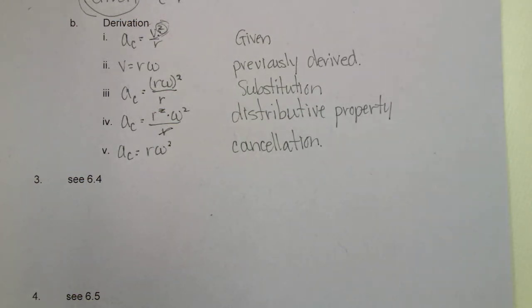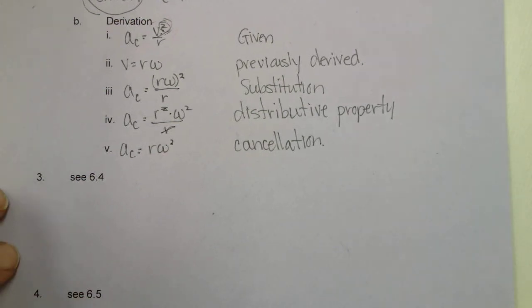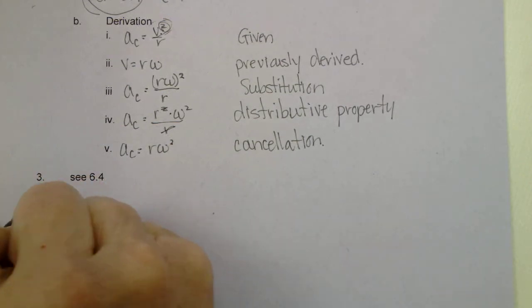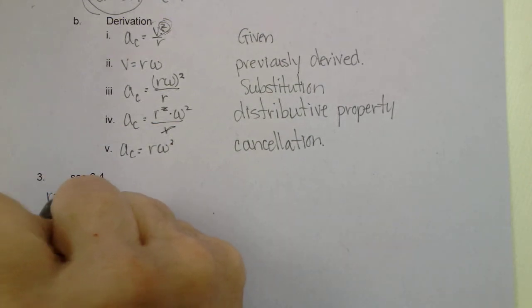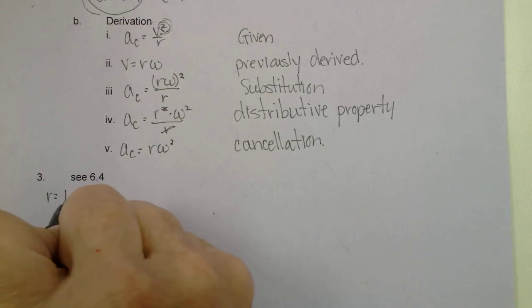Let's look at 6.4. 6.4 is calculate the centripetal acceleration of a car traveling on a circular racetrack of radius 1,000 meters at a speed of 180 kilometers per hour. So I already have a speed and I have my radius. I'm going to write down everything I know. I know that r is equal to 1,000 meters.